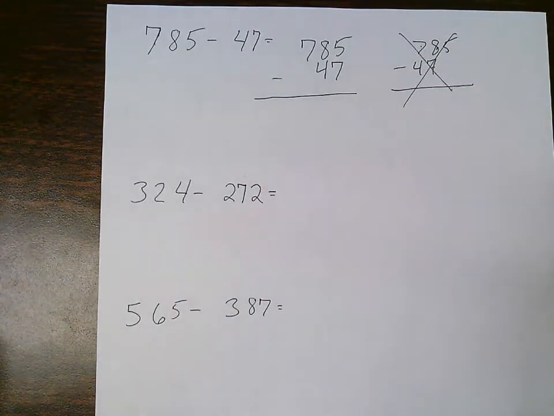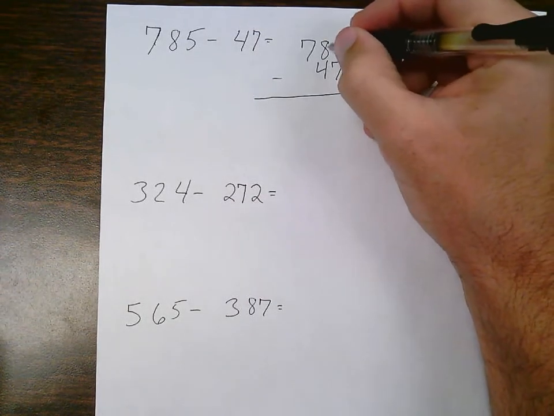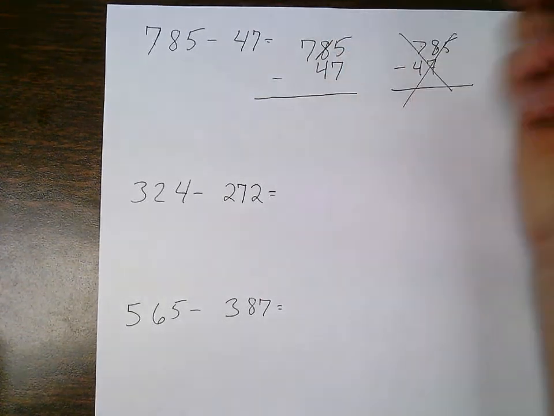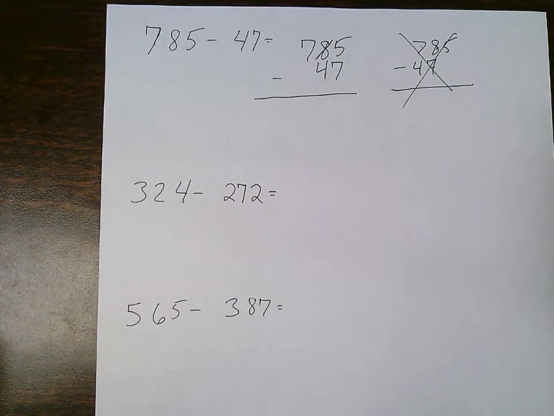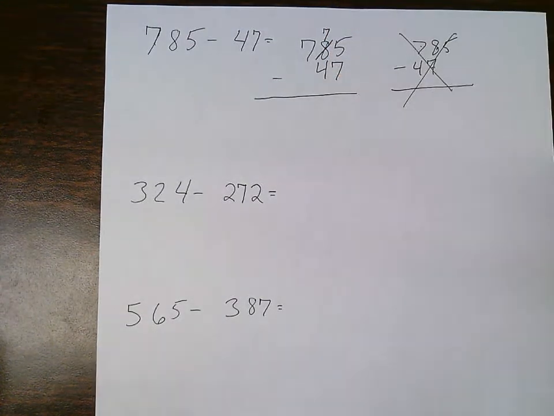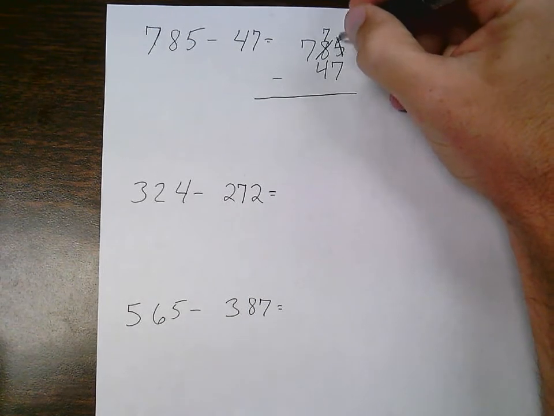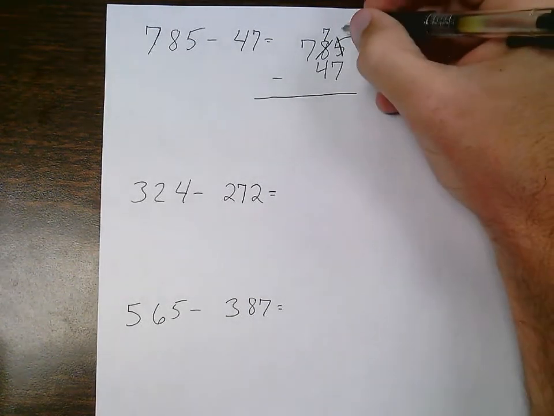If you can't do it, you need to borrow. You always go right to your next door neighbor to borrow. So the 5 is going to go over to the 8. And they take one package of cookies, so that 8 will become a 7. Now inside that package of cookies is 10 cookies. So we will add 10 cookies onto the 5.